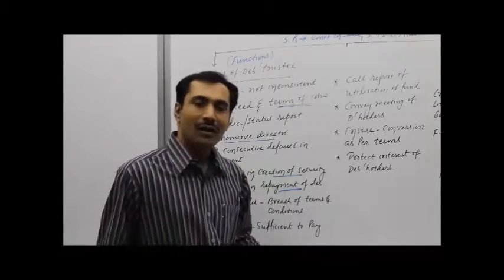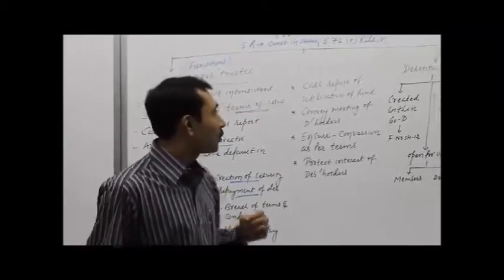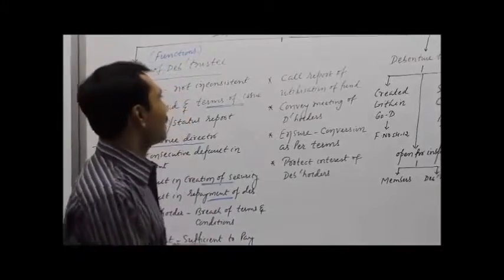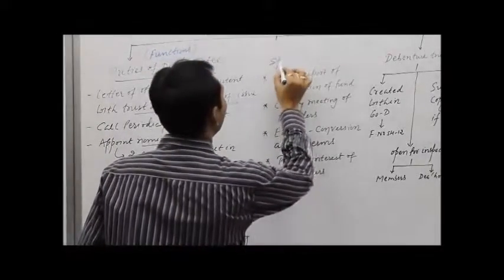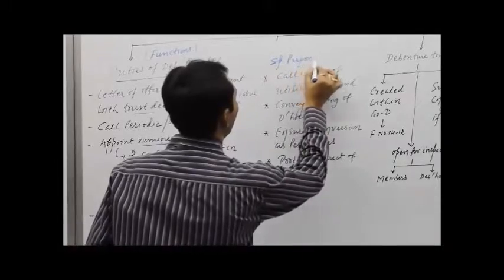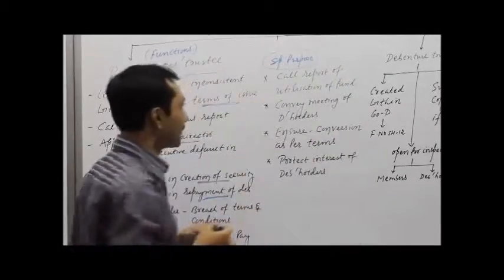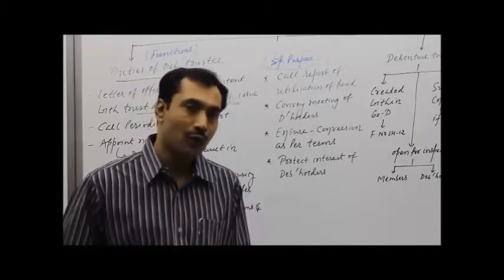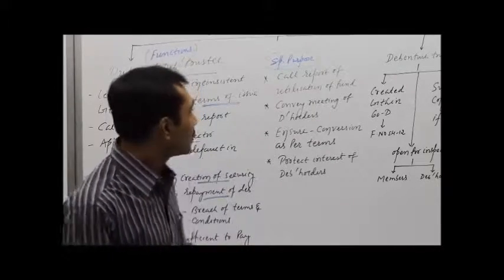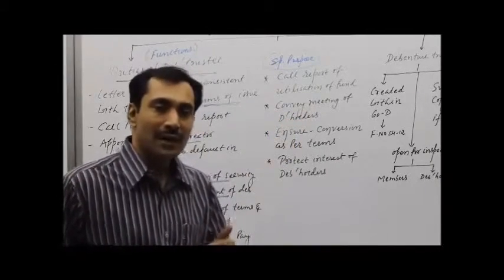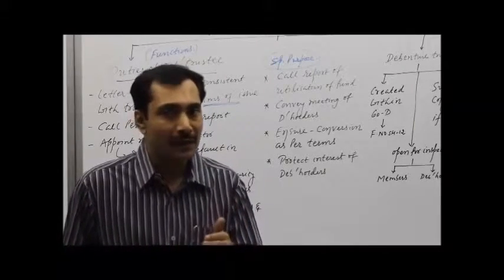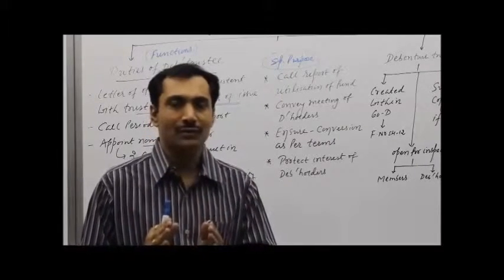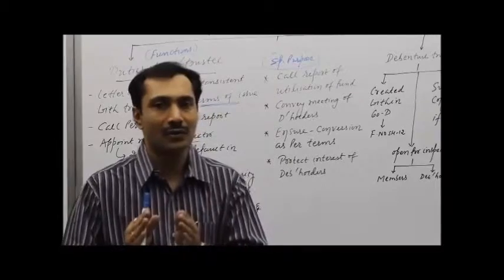The next duty of the debenture trustee is to call for a report about utilization of the fund. Remember, the debenture is issued for a specific purpose. The letter of offer or prospectus mentions the purpose. For example, a debenture is issued for modernization, or for the purchase of plant and machinery. So whether the fund which has been collected in the name of a debenture is really utilized for that purpose, how much amount has been utilized, how much amount is pending.